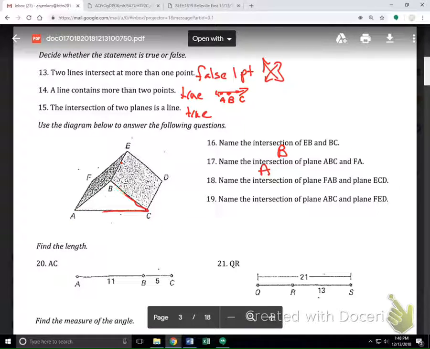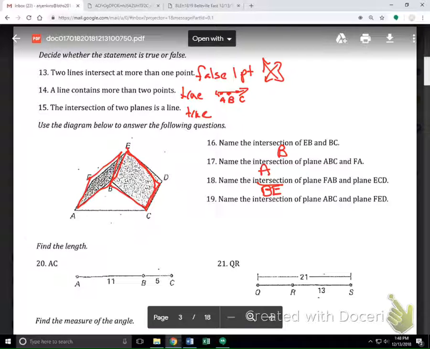Okay. Next up, we have the intersection of plane FAB. So plane FAB, and it intersects plane ECD. So where do these 2 planes intersect? BE. And it's a segment, so you put a line on top of it.